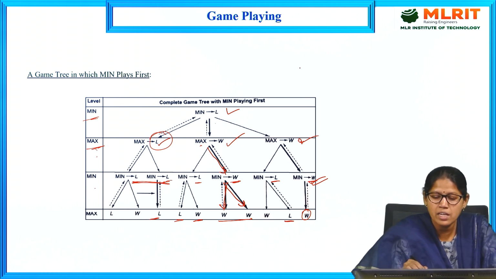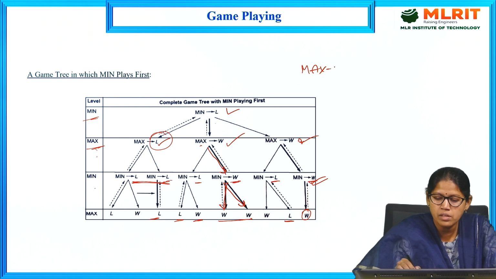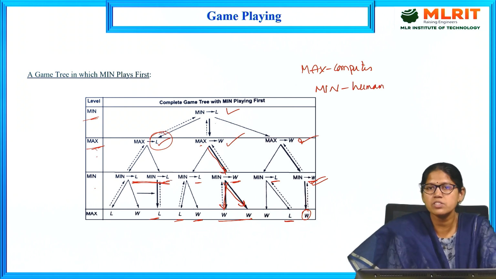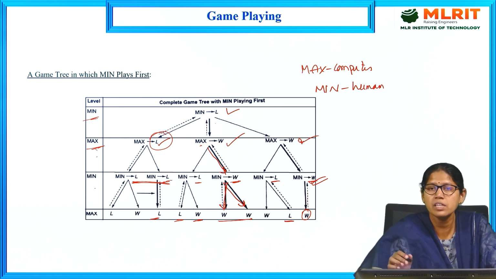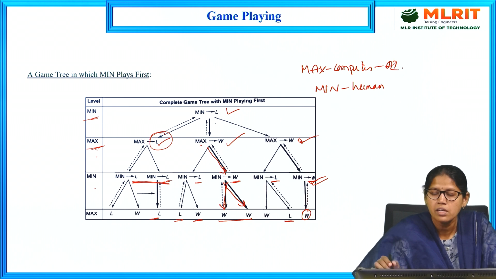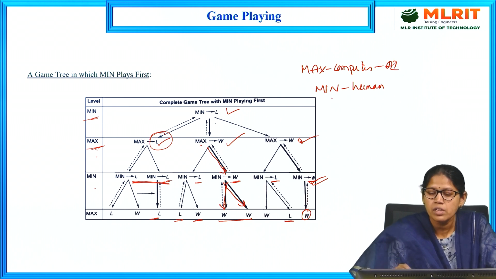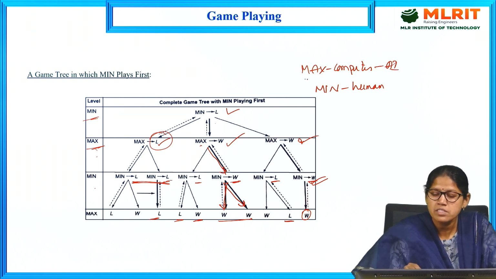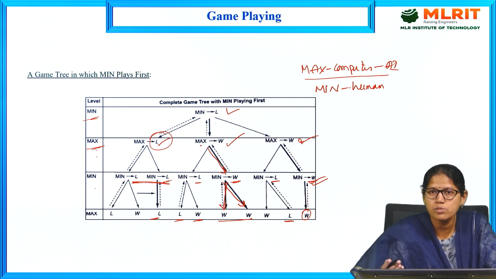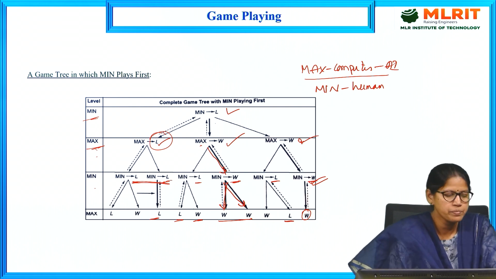If max plays first, then it is the optimal path to win the game for max. Because here max will be the computer and min is the human. So the developers will write the program in such a way that max will always win the game. The AI will win the game. When min plays optimally, max also will choose the optimal moves only to win the game.